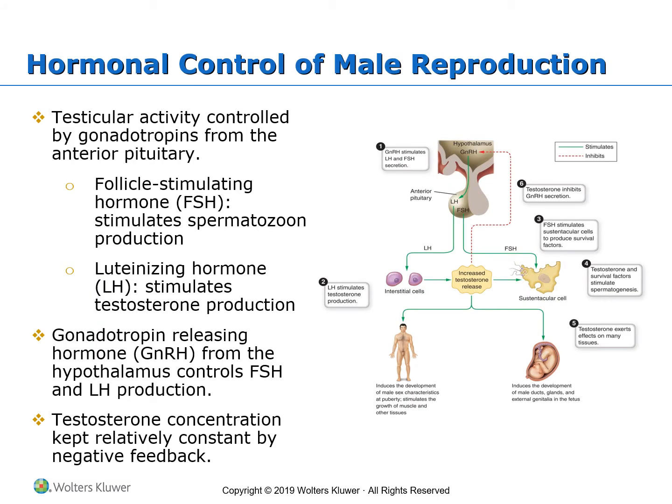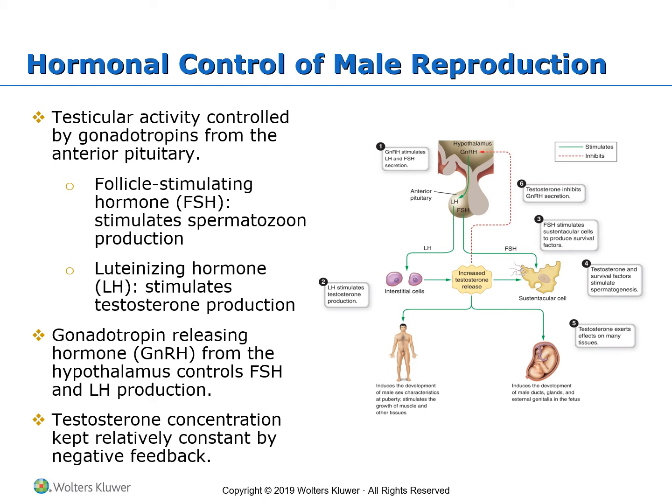We'll discuss now the hormonal control of male reproduction. As said before, the activities of the testis will be under the control of the sexual hormones. There are two hormones that will be produced by the anterior pituitary gland, and those will influence the production of the testicular hormones themselves.